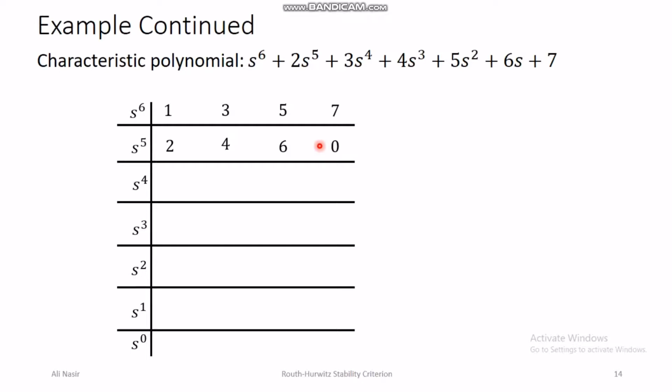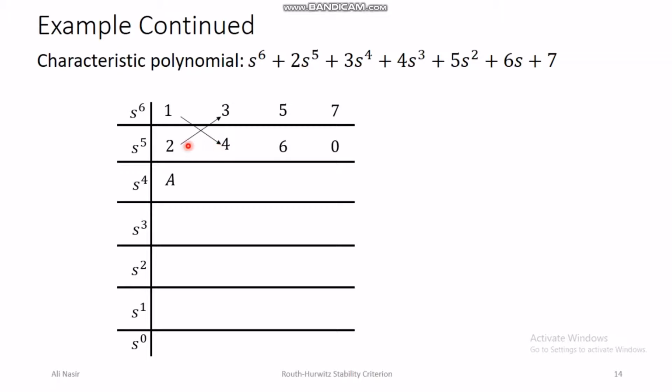And next is the third row. The third row cannot be populated in the same way that we have populated the first two rows. The next row is populated with the help of calculation. So the first entry in the row of s^4 will be 2 multiplied by 3 minus 1 multiplied by 4, divided by 2. This entry will be A, which is calculated using a Routh-Hurwitz determinant, which is similar to a matrix determinant but in the opposite direction.